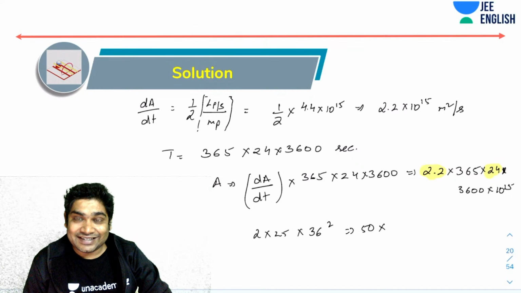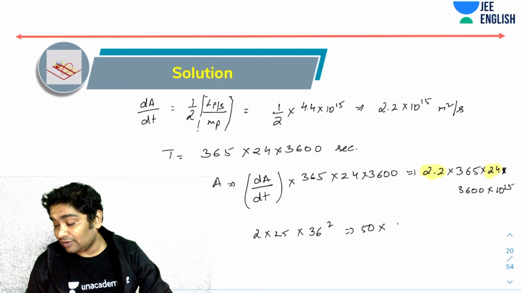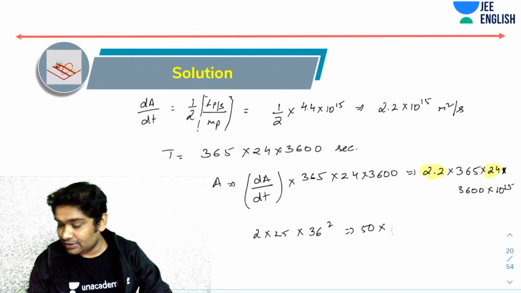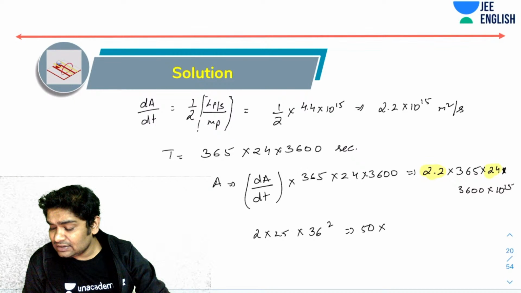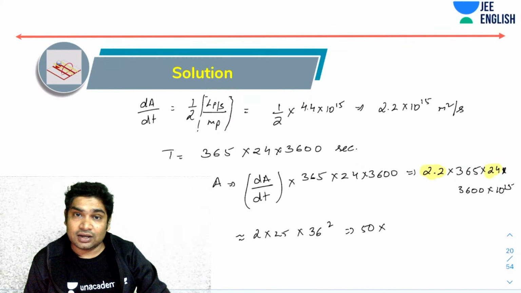Now, how about 36 square? How can you find 36 square? You could have written that as 40 minus 4. How can we approximate this? I can roughly write this as slightly less than 40 square. So 1600 would have been 40 square, so slightly less than 1600.